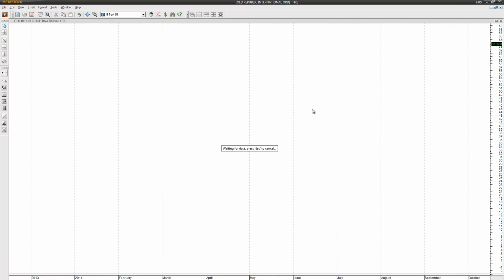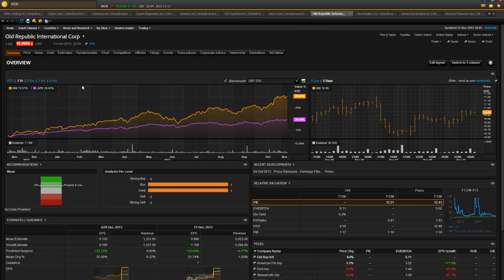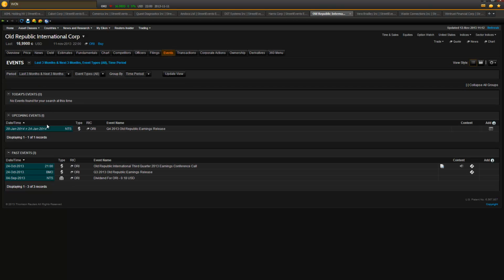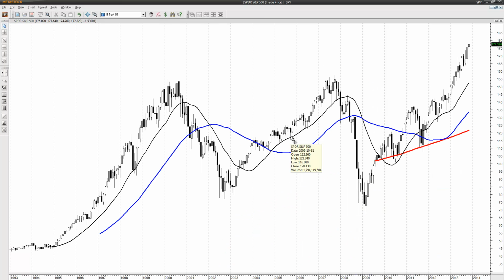Next chart, Old Republic. I'm using this high pivot from 2008, 17.25. That's the level. It is not the best peak, but it's still a pivot. Old Republic, any earnings? Check and follow for events. No. And that's all the charts that I had to show you.